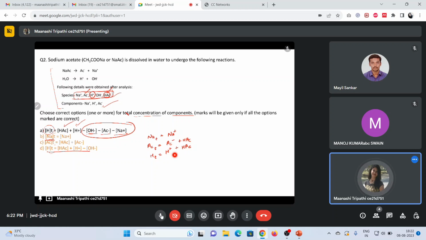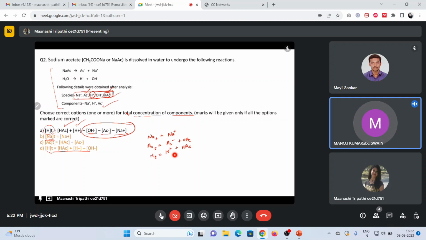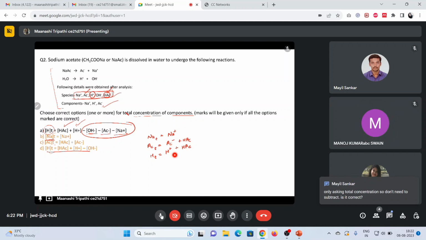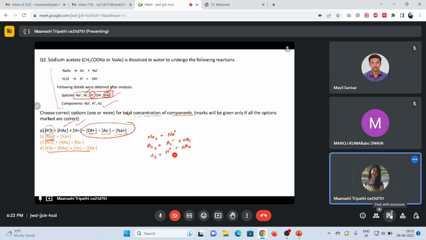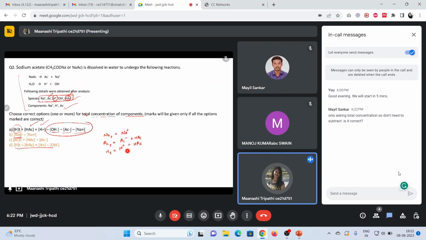I hope you understood. Yes, I understand. On the basis of species, we can choose the components. Yes, 100%. Okay. What's your question? Your question is only asking total concentration, so you don't need to subtract.